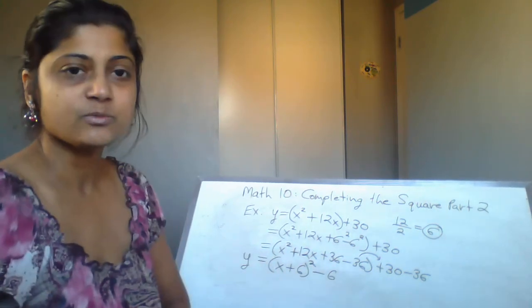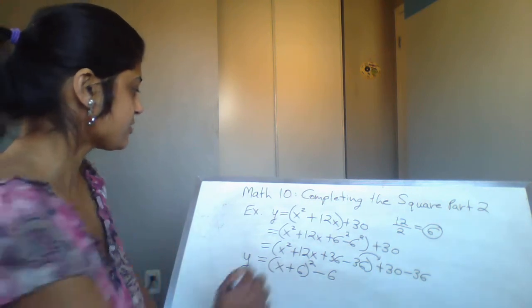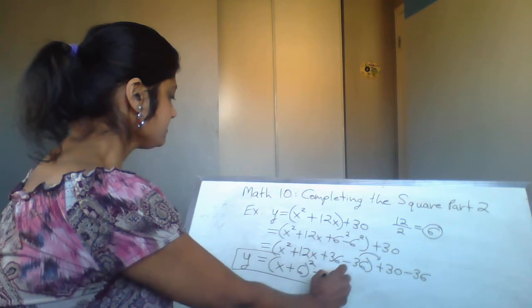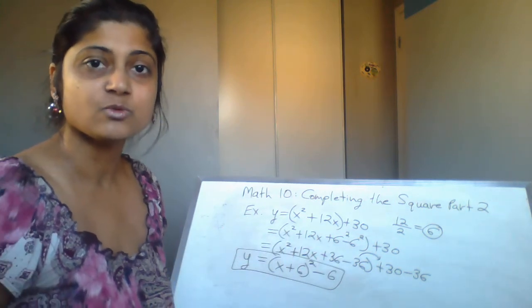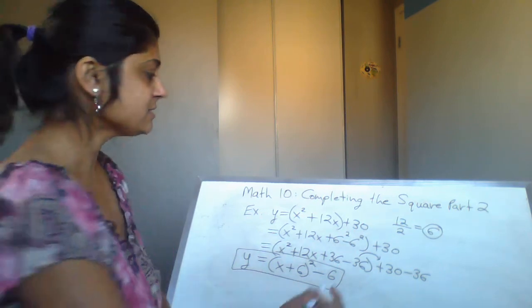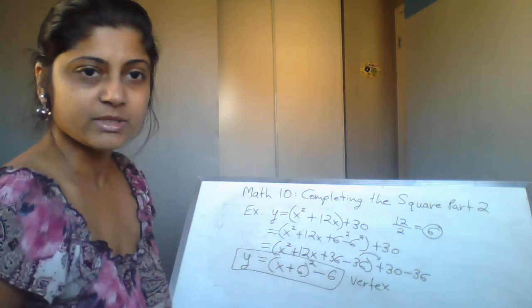At the end, make sure you put the y back there. And this is actually your final answer. Usually when you change it into the vertex form, the teacher will ask you, what is the vertex of this parabola? So I'm going to write vertex here, so everyone can see it.